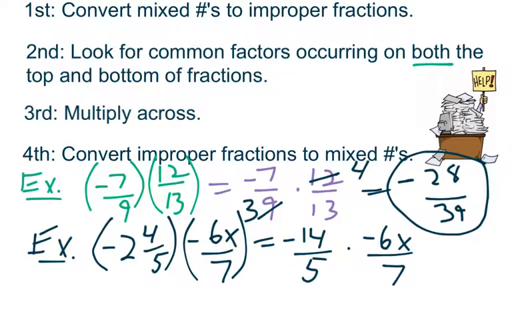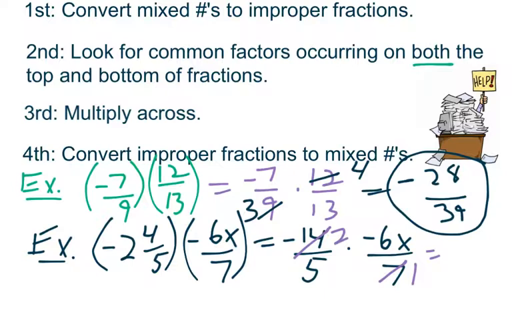All right, now I'm on step 2. I want to look for common factors that are on both the top and the bottom. So, for instance, 5 and 14, nah, they don't have anything in common. 5 and 6, no. 7 and 6, no. And 7 and 14, they do have a common factor. 7 will go into both of those numbers. 7 will go into 14 twice and into 7 once. And I'm going to take a look at my negatives. So I have 1 negative, 2 negatives. That's an even number of negatives. So I know my answer is going to be positive.